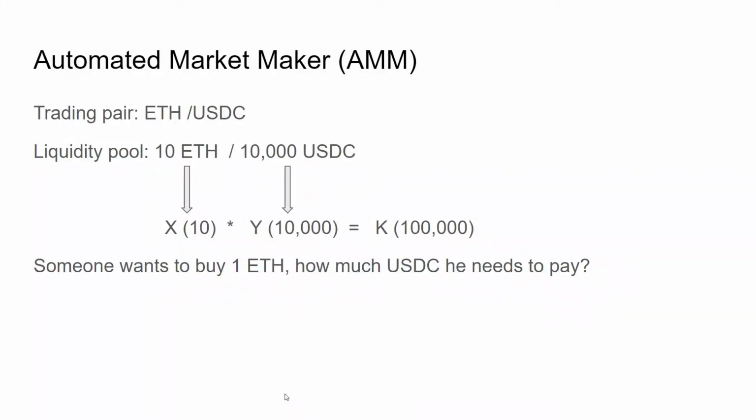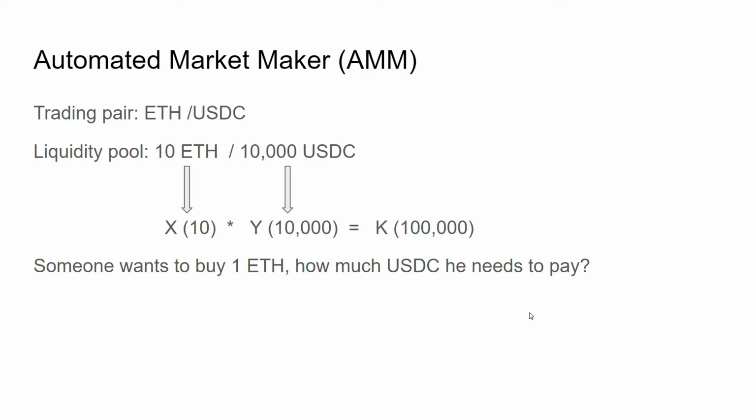The AMM follows a simple formula: X times Y equals K. X and Y represent the amount of token A and B in the trading pair. And the multiplication of X and Y should always be a constant K. Now here's how it works. Let's say there is a trading pair ETH to USDC, and there is 10 ETH and 10,000 USDC in this trading pair's liquidity pool. So the K is 10 times 10,000 equals 100,000. Now if someone wants to buy 1 ETH, how much USDC should he pay?